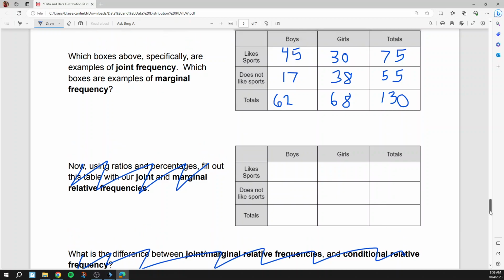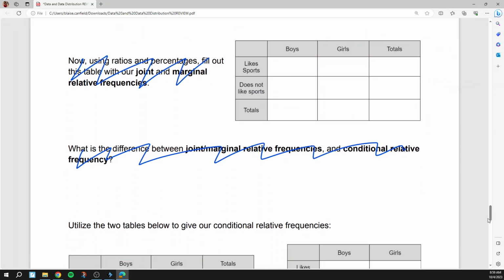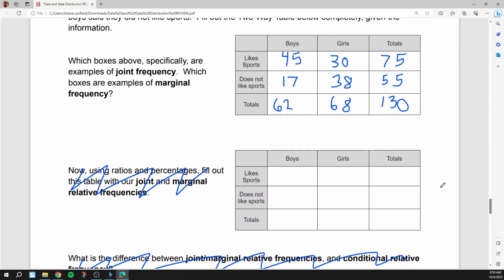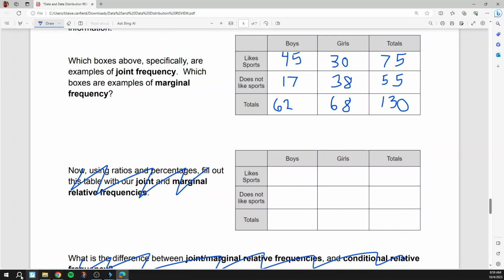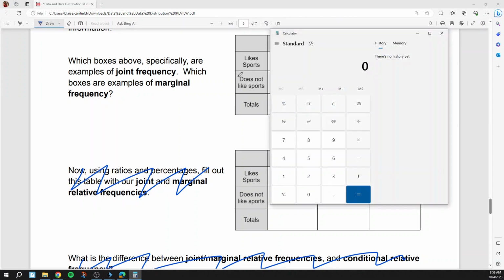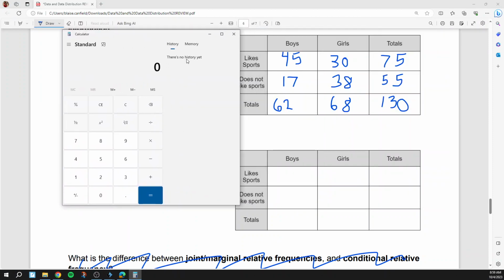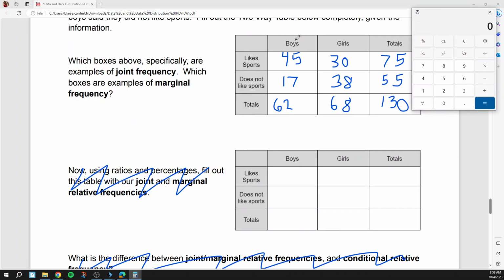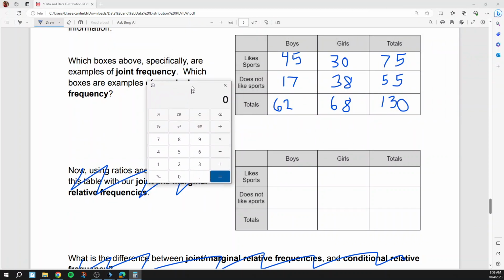Okay. So in my class, we are not worrying about these words. I'm just not talking about them. You don't need those words to understand this. So we are going to grab our calculator. Fancy schmancy calculator. And there we go. More appropriate size.